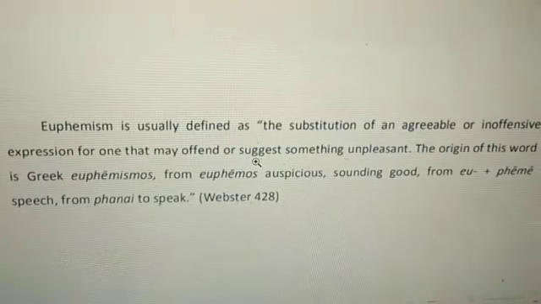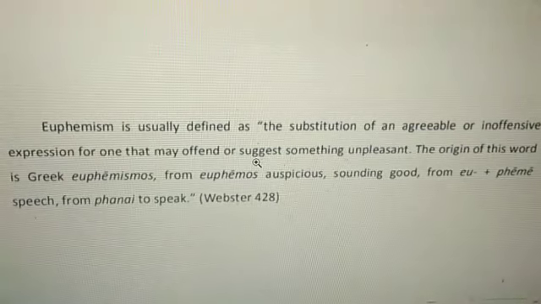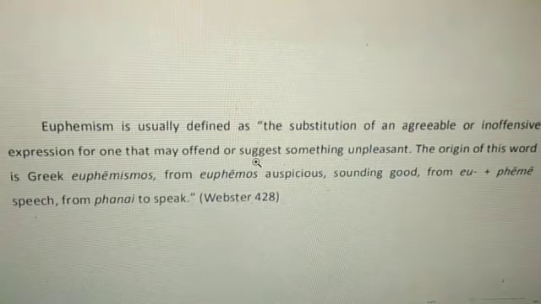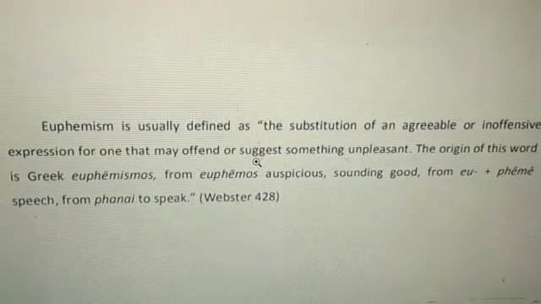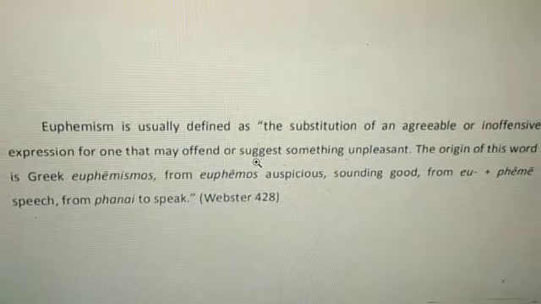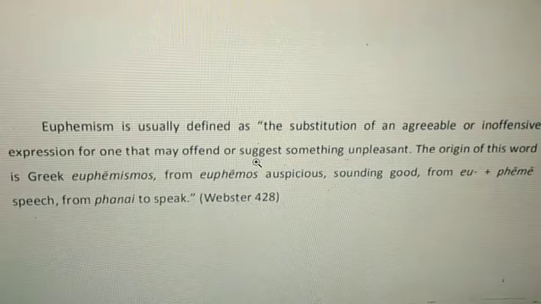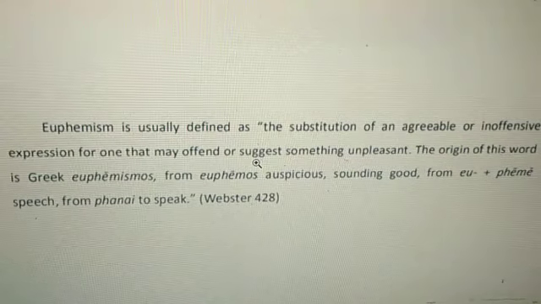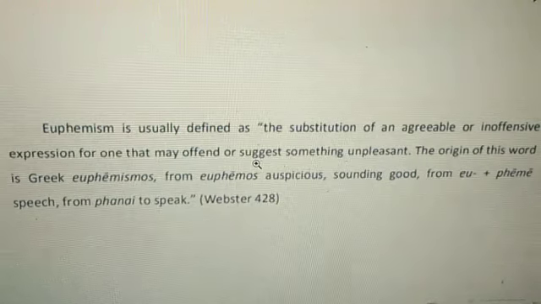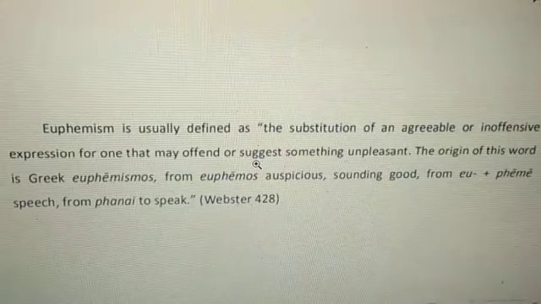So, the actual definition is like this. Euphemism is usually defined as the substitution of an agreeable or inoffensive expression for one that may offend or suggest something unpleasant. The origin of this word is Greek euphemistos, from euphemos, auspicious, sounding good, from eu plus phem, speech, from phani, to speak.